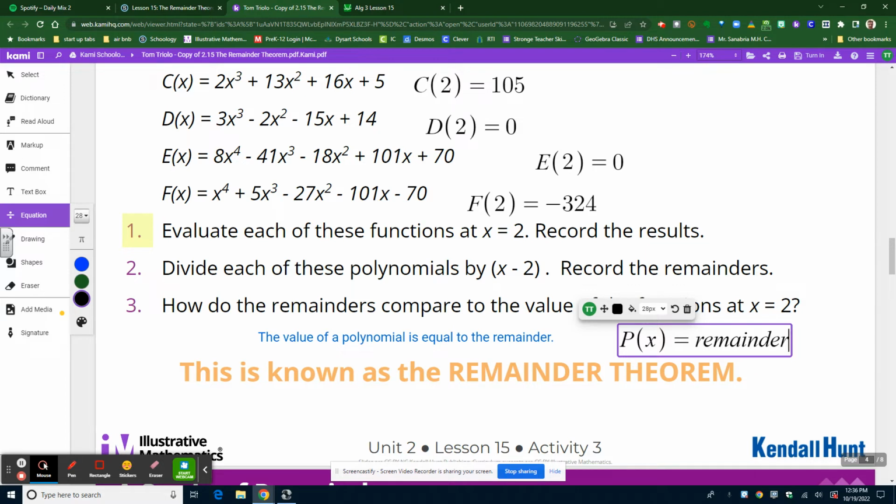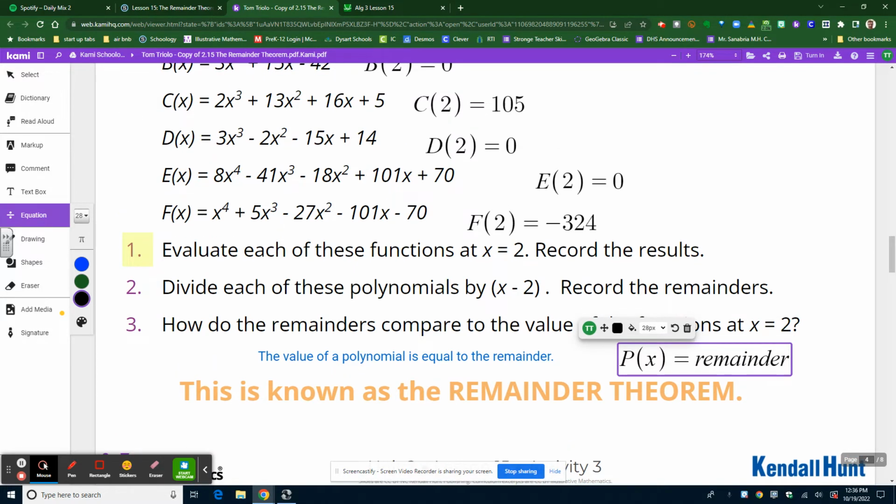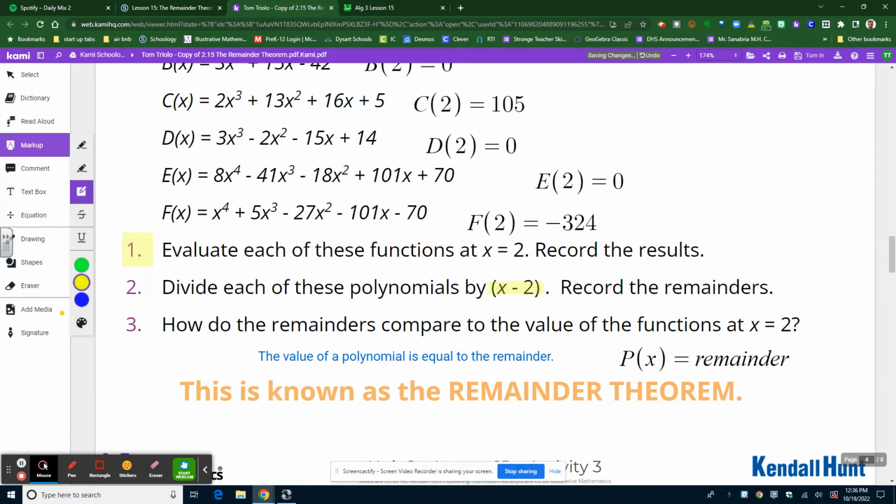So questions? Is it only equal when you divide it by 2? It's equal when you divide by a linear factor. So this works when you have a linear factor. Good question. Our linear factor in this case was x minus 2. It's really whatever your factor is and what makes that 0. In this case, what makes x minus 2 zero is 2.